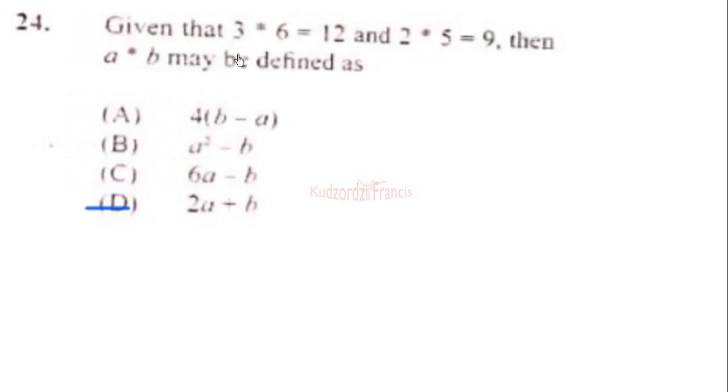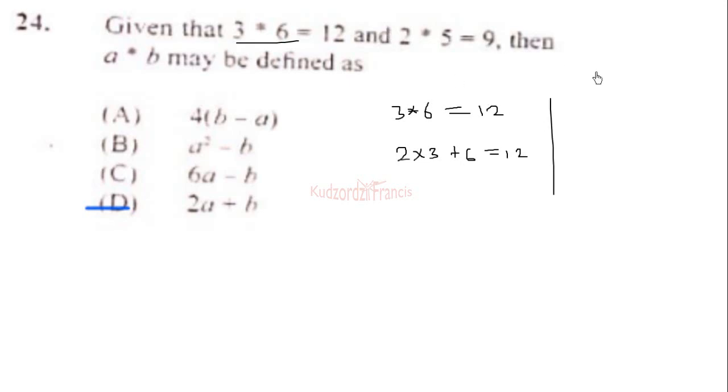Given that 3 star 6 is equal to 12 and 2 star 5, not times, star, 2 star 5 is 9. Then A star B may be defined as, so we need to examine this. We know 3 star 6 is equal to 12. So how will you manipulate 3 and 6 to get 12? You multiply 3 by 2 and add 6, you get 12.